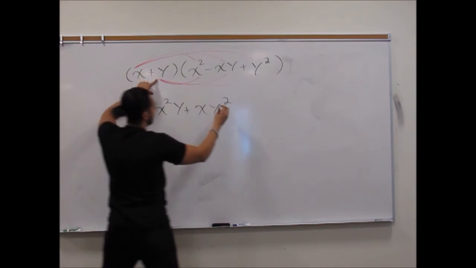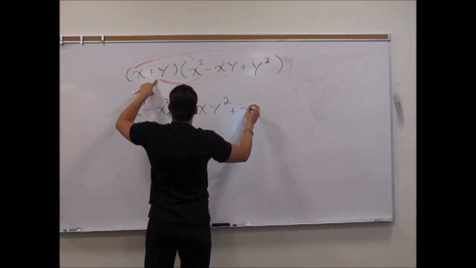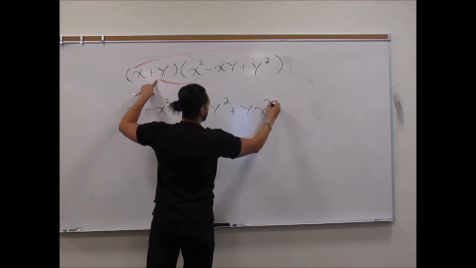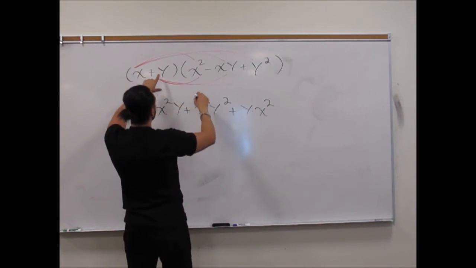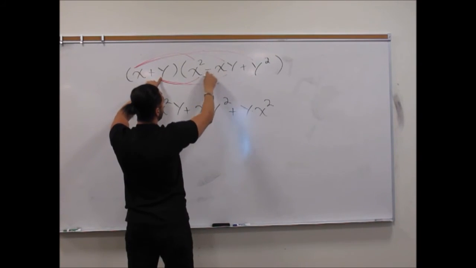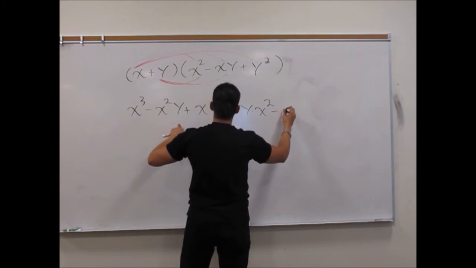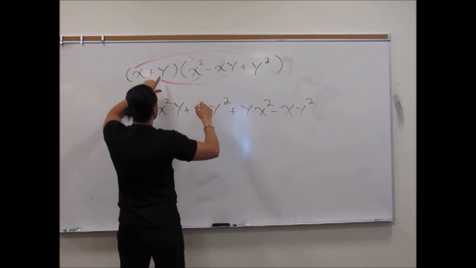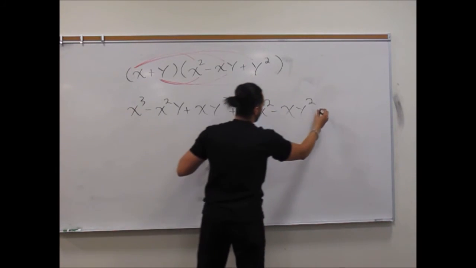Y times x squared would just be yx squared. Then y times a negative xy. The y's would combine to give you a y squared, and there's a negative there. So negative xy squared. And then finally, y times a y squared would give you a y cubed.